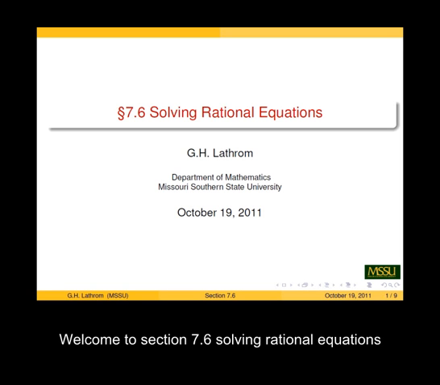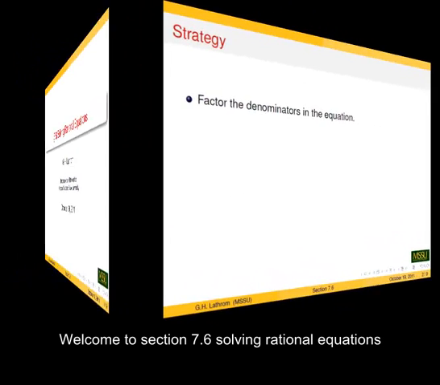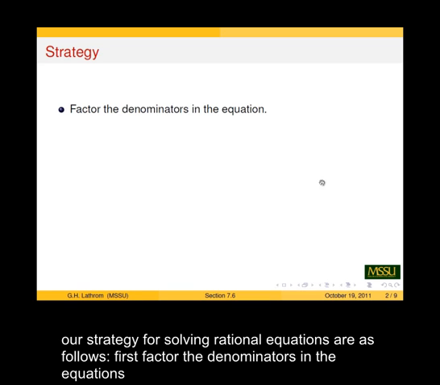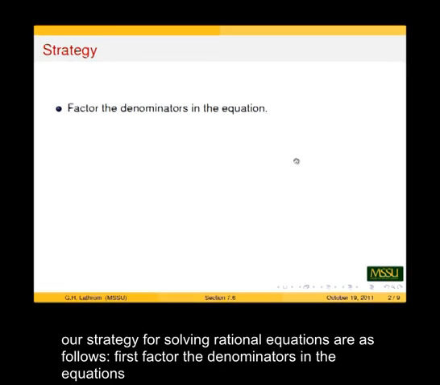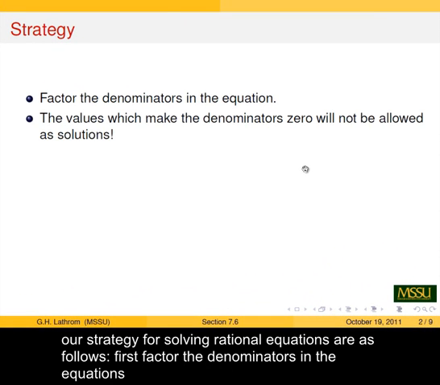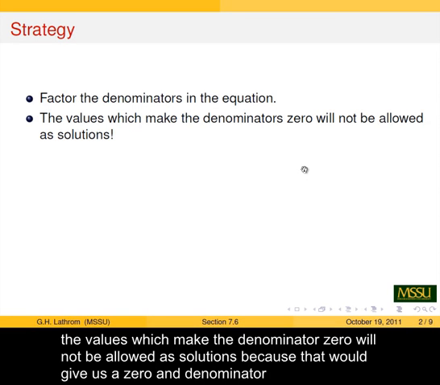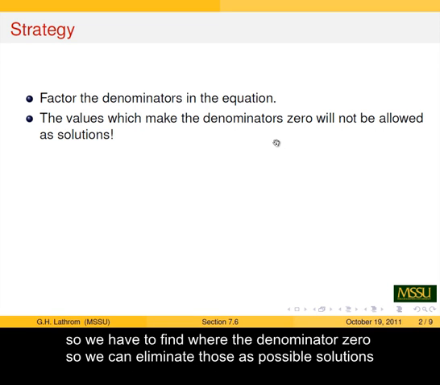Welcome to section 7.6, Solving Rational Equations. Our strategy for solving rational equations is as follows. We first factor the denominators in the equation. The values where the denominators are 0 will not be allowed as solutions because that would give us 0 in the denominator. So we have to find where the denominator is 0 so that we can eliminate those solutions.